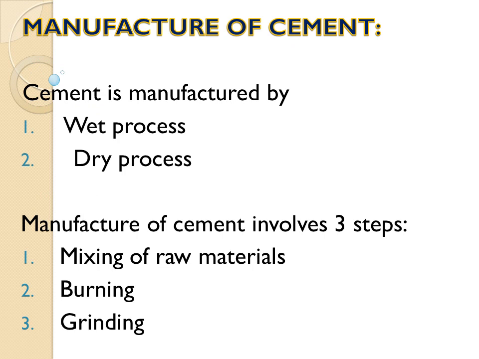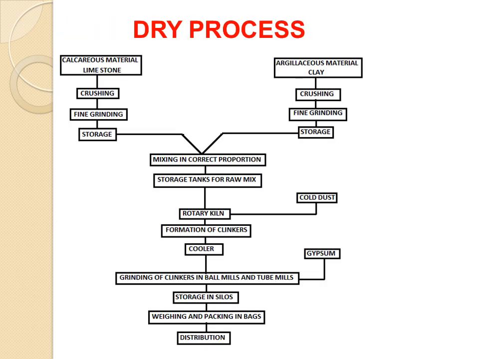Then let's talk about manufacture of cement. We've got two ways in which we can manufacture our cement. The first one is through wet process, and the second one is through dry process. Anytime we are manufacturing our cement, it has to undergo three steps, that is mixing of raw materials, burning, and also grinding. I've got a flowchart here which summarizes the dry process.